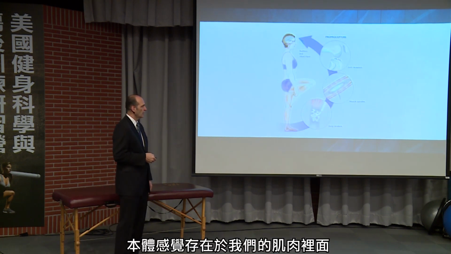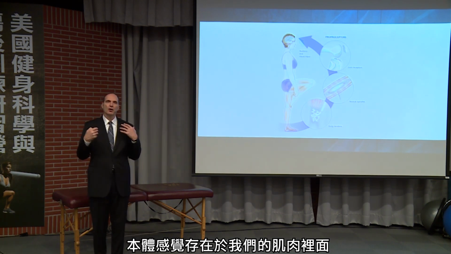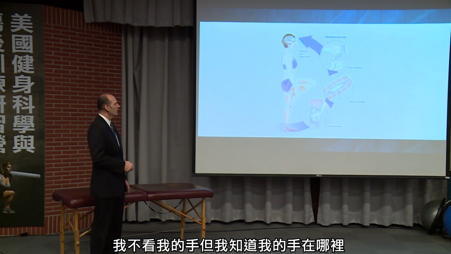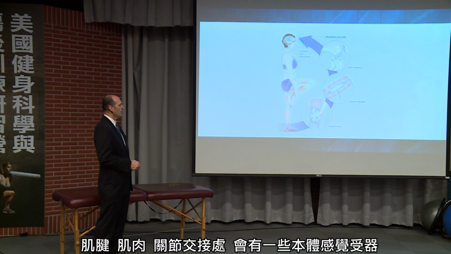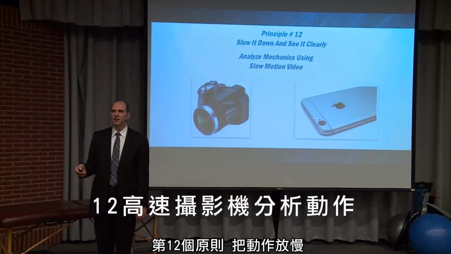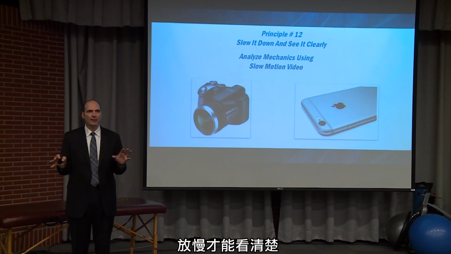And this is a little diagram of proprioception. Proprioception is the knowing, I'm not looking at my hand, but I know where my hand is because I have feedback from the muscle spindles in the muscle, the Golgi tendon organs in the musculotendinous junction, the joints themselves, and then the eyes. And I call this slow it down and see it clearly. Slow it down so you can really see what is happening.